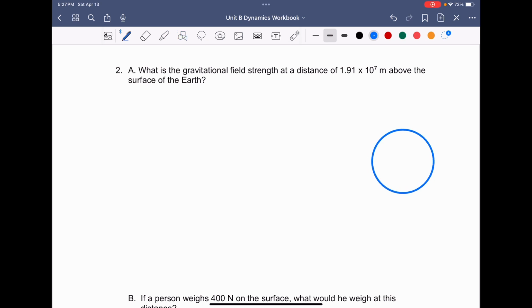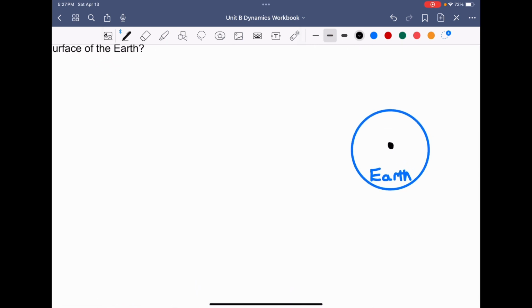There we go. Perfect. Now, I'm going to label this as Earth, just so we're all on the same page. Now, I'm going to draw a center point right here. And on this diagram, I'm going to draw a dotted line out and say that this is the radius of the Earth.